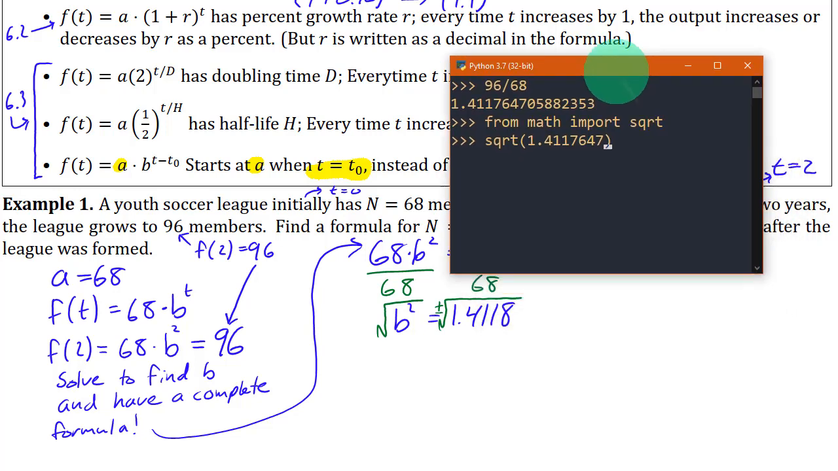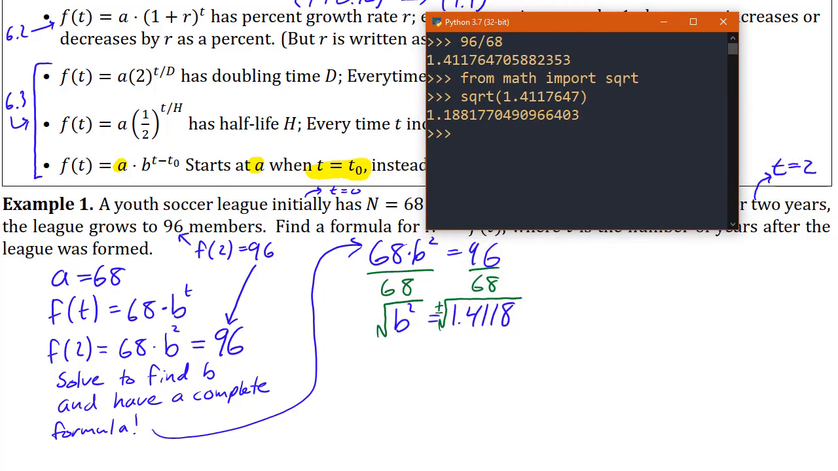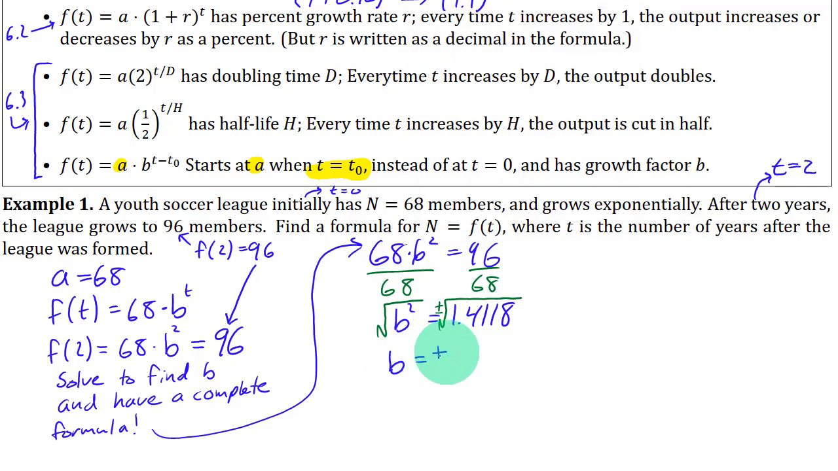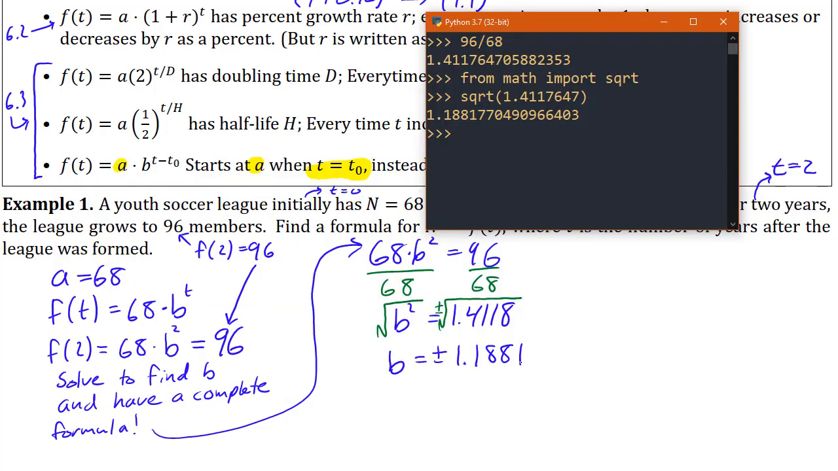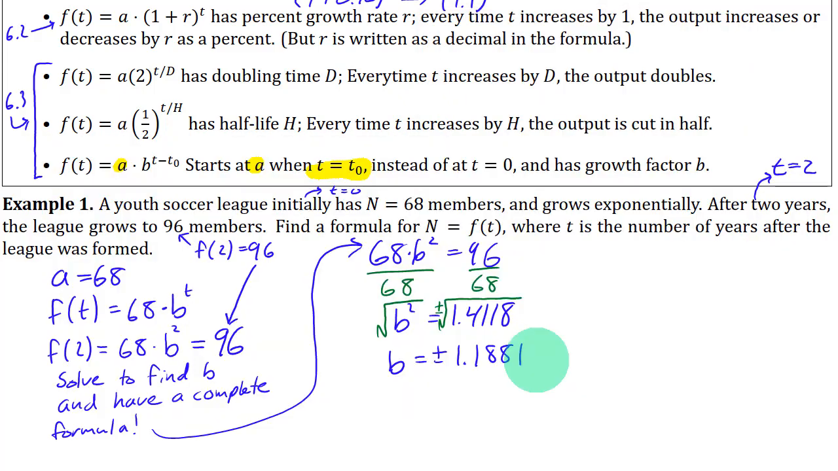And so here we're going to compute that. It'll be 1.1881. Let's call it 1.1. There's a 7 after that 1, so I should round this up to 2 there. Okay, so that is b. We can write the formula as f of t equals 68 times 1.1882 to the power t.